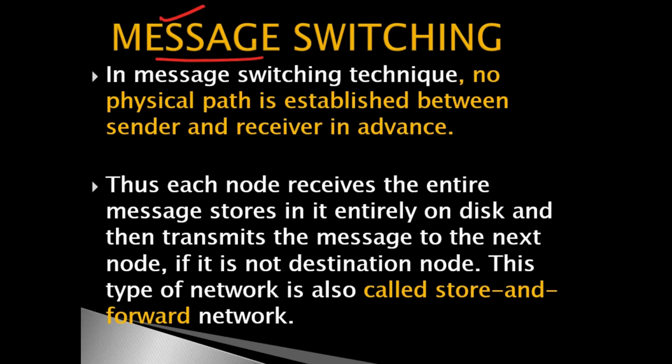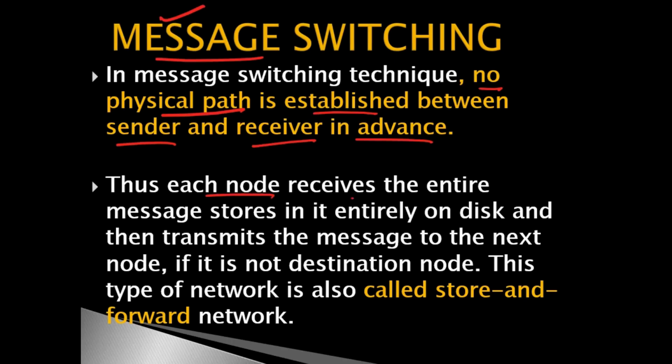In message switching technique, no physical path is established between the sender and the receiver in advance. So we have used the physical path between the sender and receiver in the first type, that is circuit switching, but here in the message switching technique we are not establishing a path before sending the messages. Instead of that, what is happening in this message switching technique?